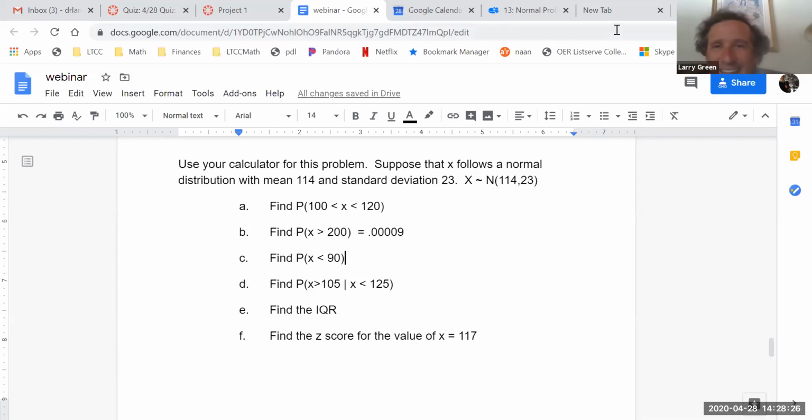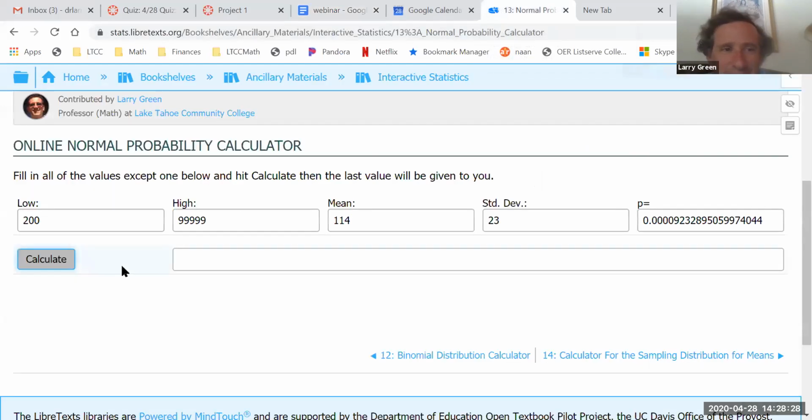Okay, let's take a look. X is less than 90, so I'm going to go over here. Now, what is the low? Zero, but actually, how about negative 9999? It could even be lower than zero. Negative numbers are allowed. Maybe one more 9. And then the high is 90.